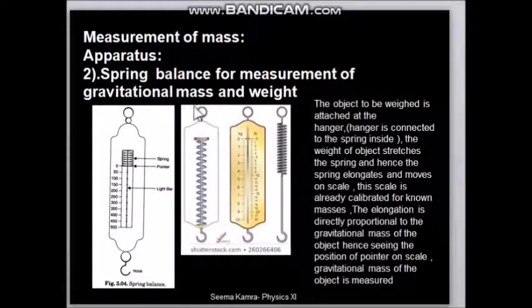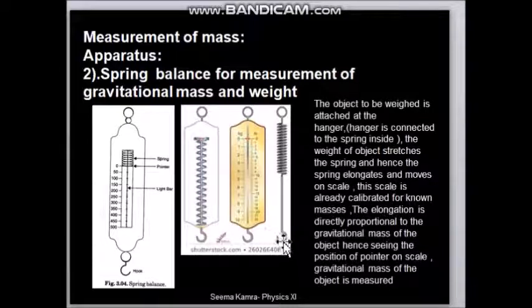You must have heard another apparatus name, that is spring balance. Generally we measure the domestic cylinders by using this apparatus, the spring balance. In the spring balance there is one hanger. Here we have to attach the object whose mass we have to measure, and you can see this hanger is attached to a spring.